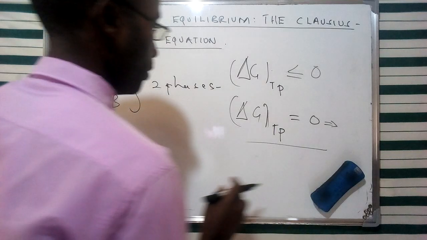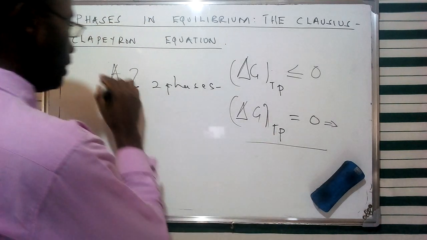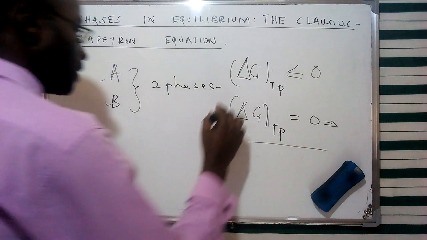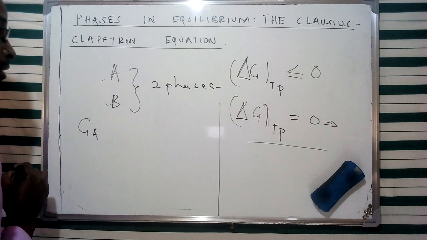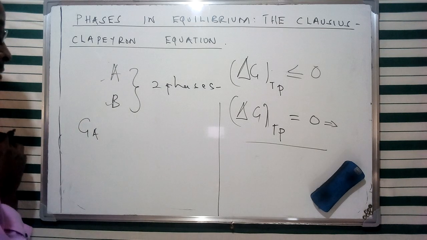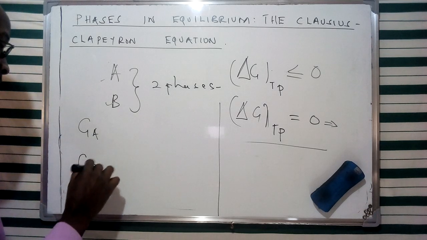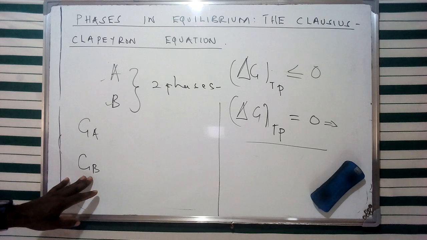And this of course is going to be the case if we consider phase A or B. We can represent the Gibbs free energy of these two specific phases as Ga, which represents the Gibbs free energy for phase A of this specific substance, and Gb for the second of the two phases in equilibrium respectively.